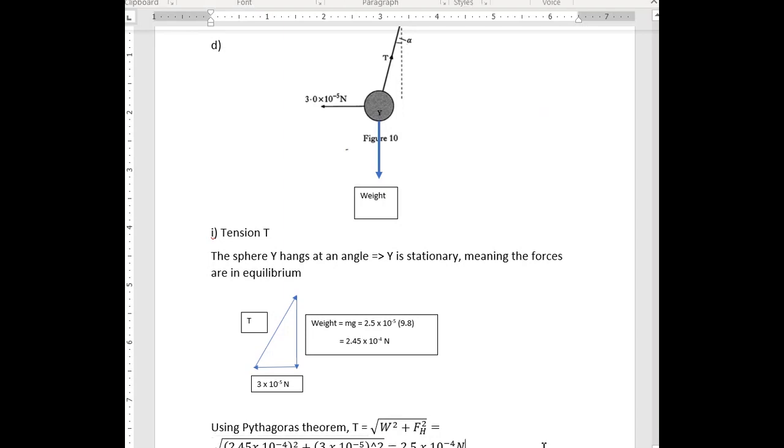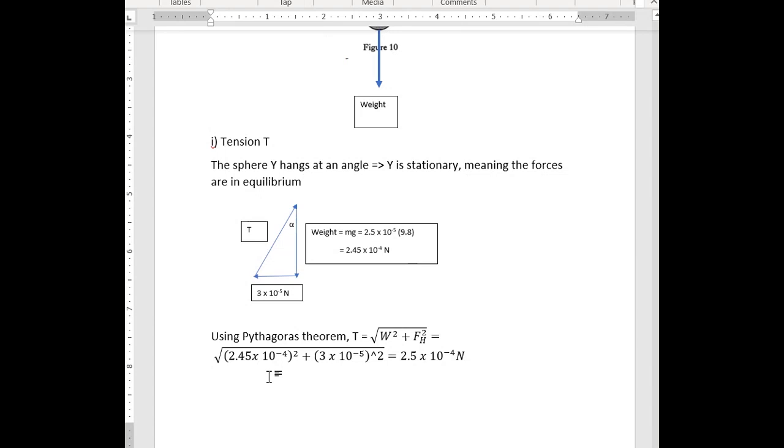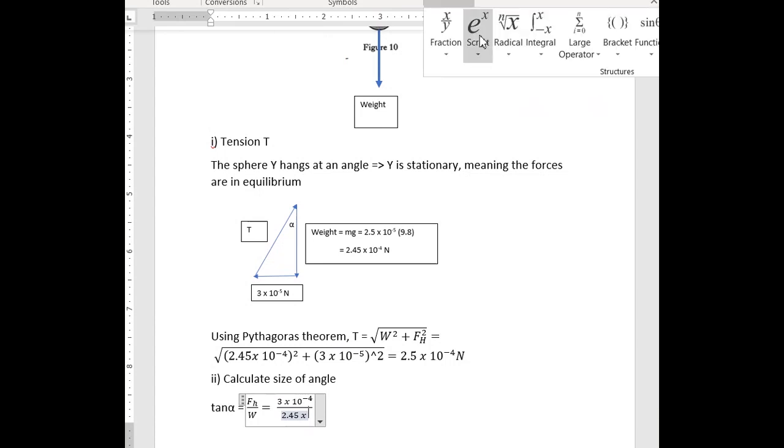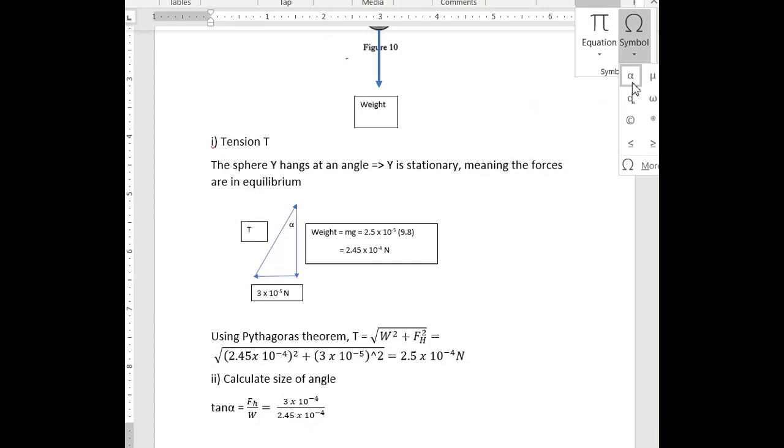The size of angle alpha, so we can use tangent of alpha, which is equal to the horizontal force divided by the weight, which is 3 times 10 to the power of minus 5 divided by 2.45 times 10 to the power of minus 4. And we'll get alpha equal 6.8.